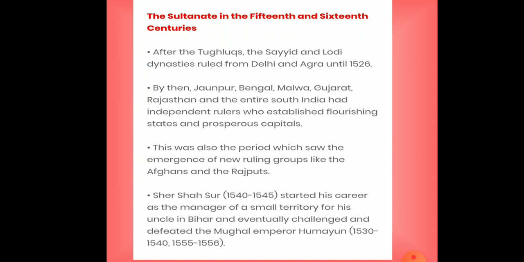Sher Shah Sur, who ruled during the period of 1540 to 1545, started his career as the manager of a small territory for his uncle in Bihar and eventually challenged and defeated the Mughal Emperor Humayun. So here we know how the sultanate ruled in the 15th and 16th century in different areas of the Indian subcontinent.